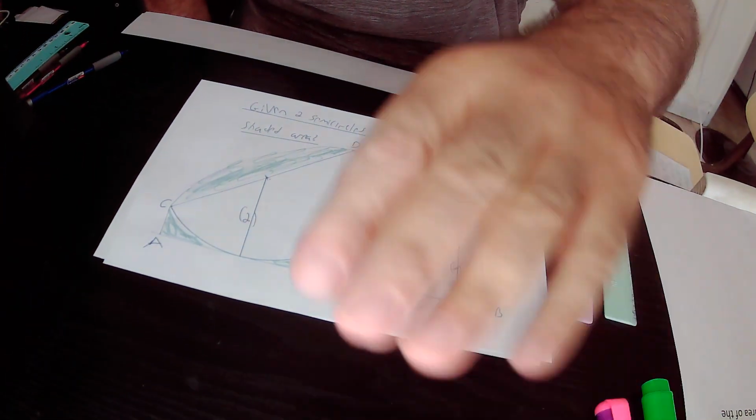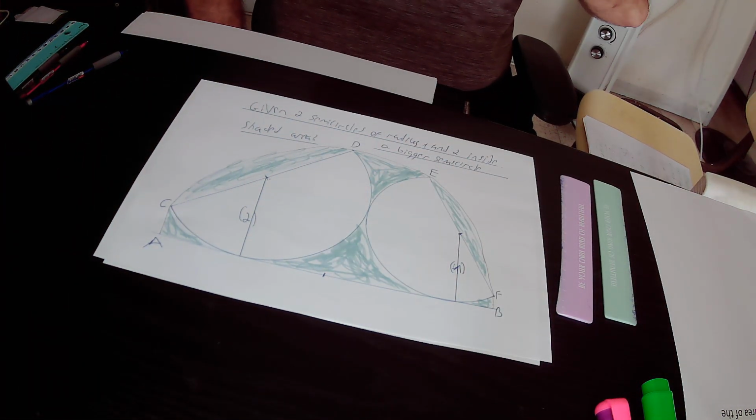In this lecture, I will answer two questions. On both questions, we find out the area of the shaded region. Let's start with the first question.